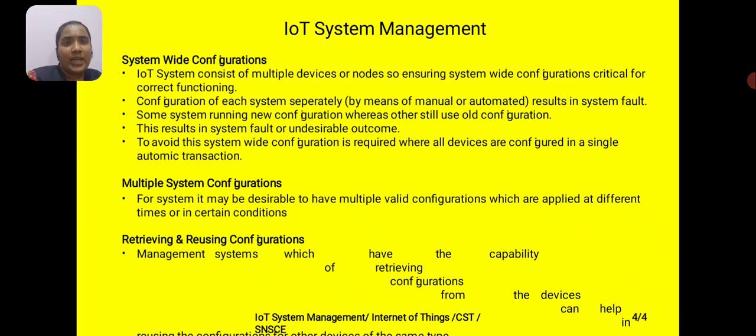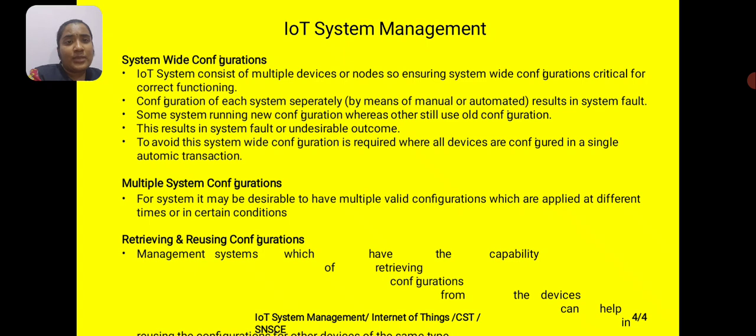Some systems run the new configuration whereas others still run the old configuration. For example, configuration is a main thing used in IoT systems. Some newer systems use the newer configuration and the older systems use the older configuration. This results in faults or undesirable outcomes. To avoid this, system-wide configuration is required, where all devices are configured in a single automated transaction. For example, if there are many devices, they are automatically connected at one single point and configured at that point. And the fourth one is multiple system configuration.